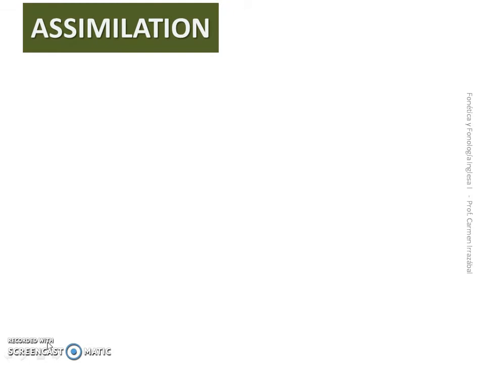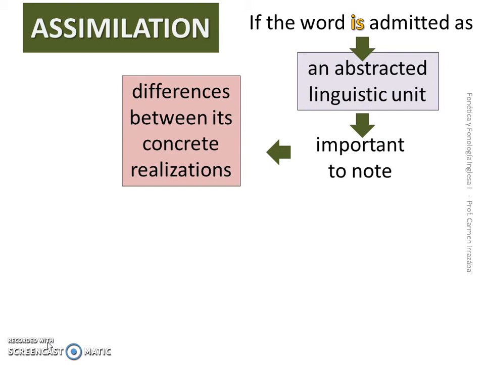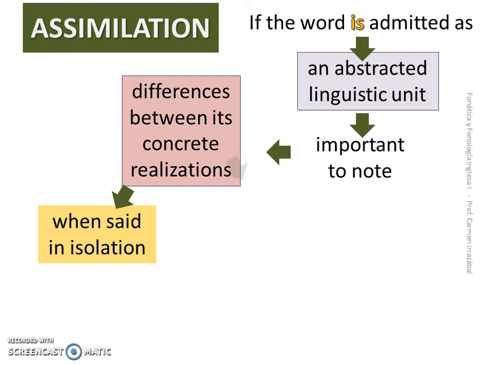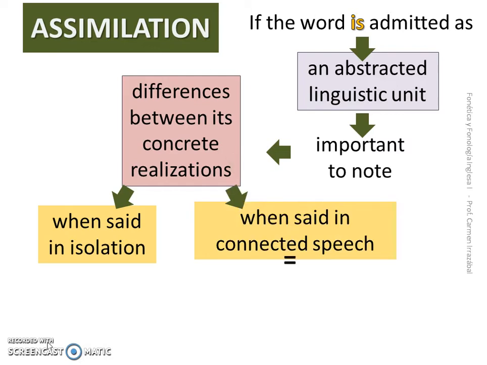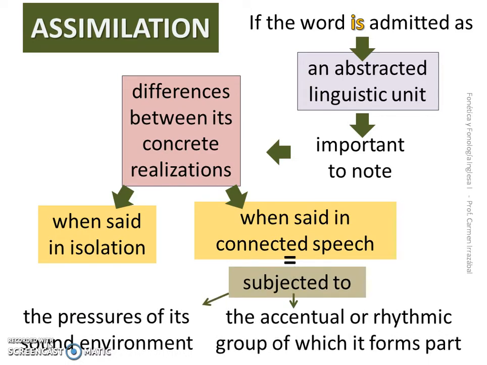If the word is admitted as an abstracted linguistic unit, it's important to note differences which may exist between its concrete realizations when said in isolation and those which it has when said in connected speech, where it is subjected to the pressures of its own environment and to the ones of the accentual or rhythmic group of which it forms part. This means that one word may have one pronunciation when said on its own and a different one when put in context.